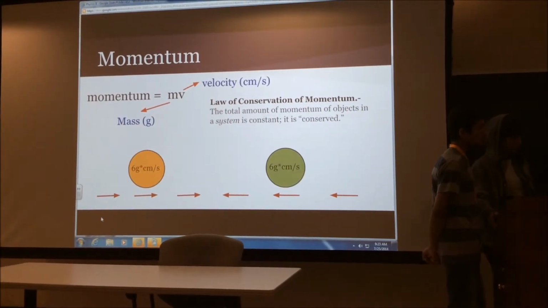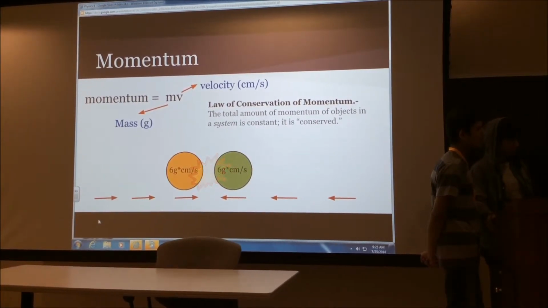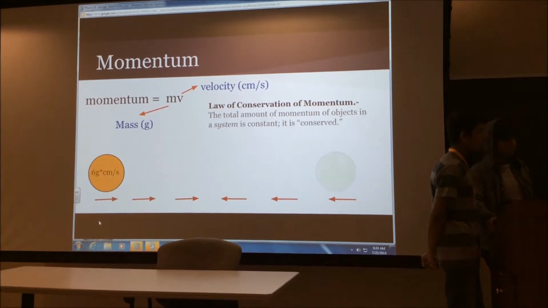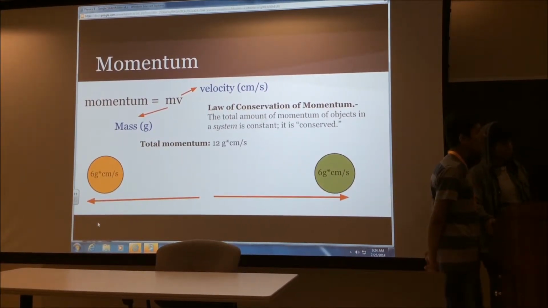Here's an animation showing the objects as they approach each other and crash. We have a certain amount of momentum. Once they move away from each other, we still keep the same amount of momentum.